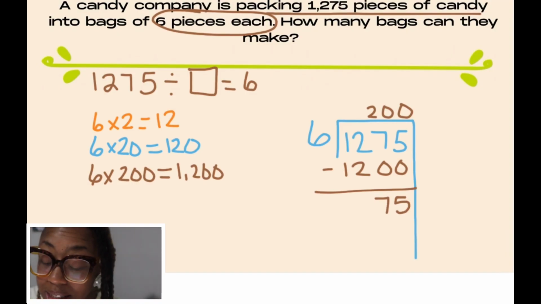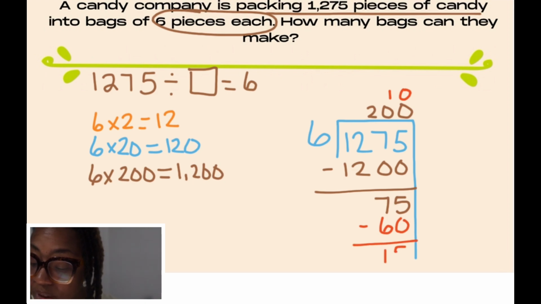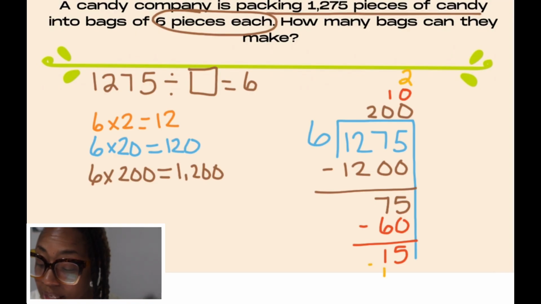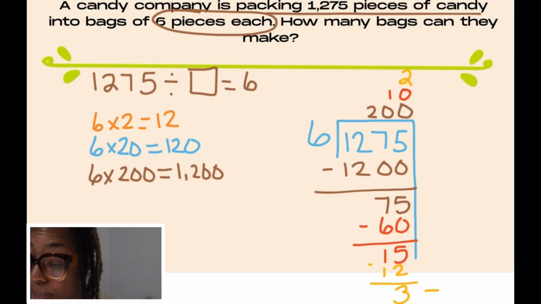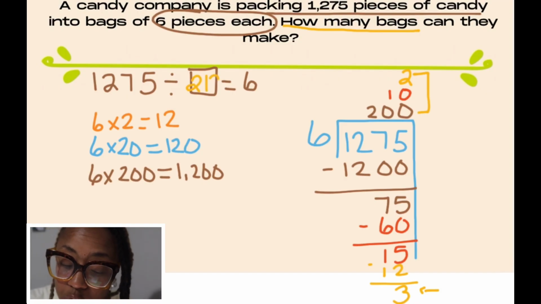How close can I get 6 into 75? Well, I can get 10 groups of that 6 in, which gives me 60, and I'm left with 15. So it means I can divide some more. 6 can go into 15 without going over 2 times. 6 times 2 gives me 12, and I am left with a remainder of 3. So I have 3 pieces of candy left over, with 212 being the perfect amount for the 6 pieces in each. So in terms of my answer, how many bags, I only need 212 bags.